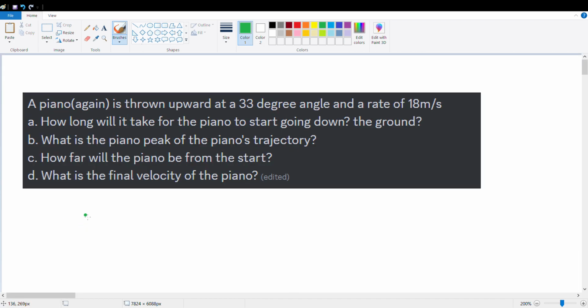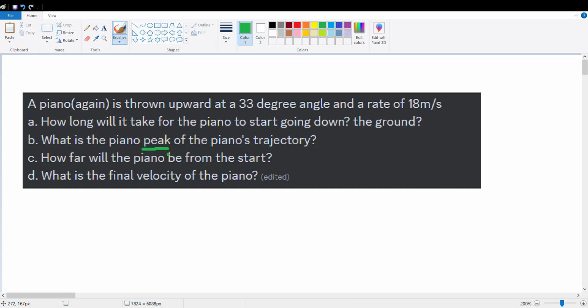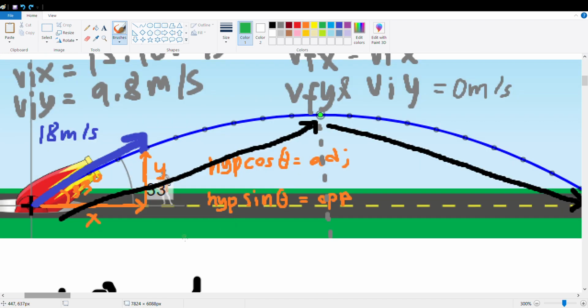Now for B, what is the peak of the piano string? I don't know who made these questions. Okay, so basically it's asking what is the peak of the piano. So that is dy. Our peak is going to be this line here, which I drew already, and that is going to be dy.